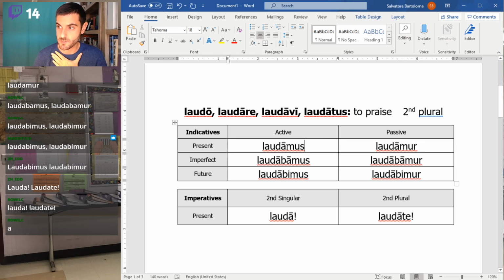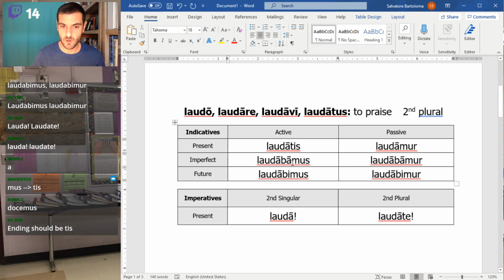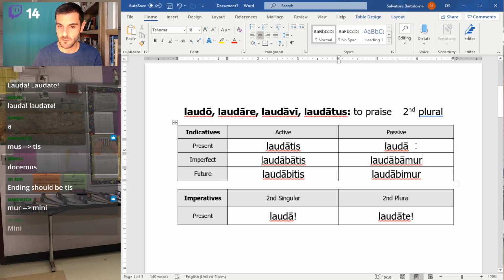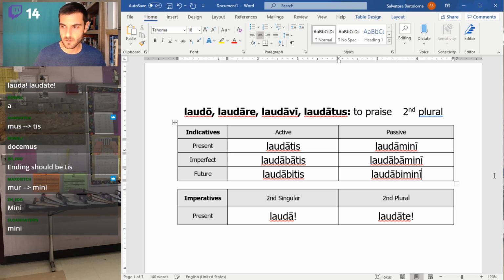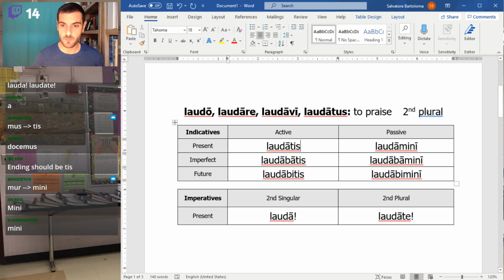Laudamus. What am I going to change the mus to? Yeah, it's going to be tis, right? So all these muses are going to become tis. What about the passives? What is the passive version of tis? Yeah, it's mini. And that's just got to be up in your noggin, right? You got to know your passive endings. These guys are not going to change, right? They're pretty static, okay? So really, when you're looking at those first 6 verb boxes, that's what we're dealing with.